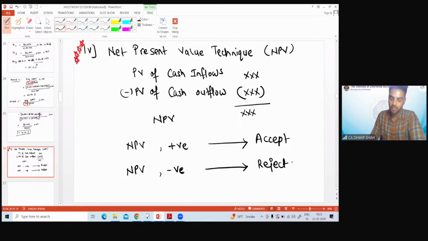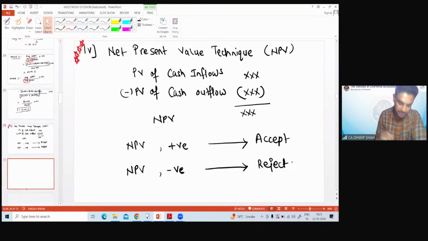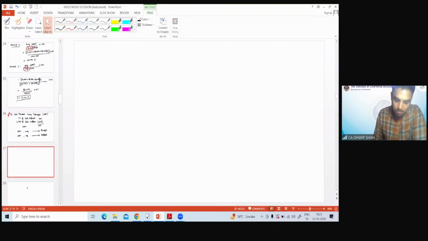Okay? So we learned about the present value of cash inflows. We learned how to calculate the present value of cash outflow. But let's learn how to present the solution in case of an NPV sum. If in the exam they ask you to make an investment decision based on the NPV technique, how will our presentation or solution format look? Let's understand that. Let me give you an example.